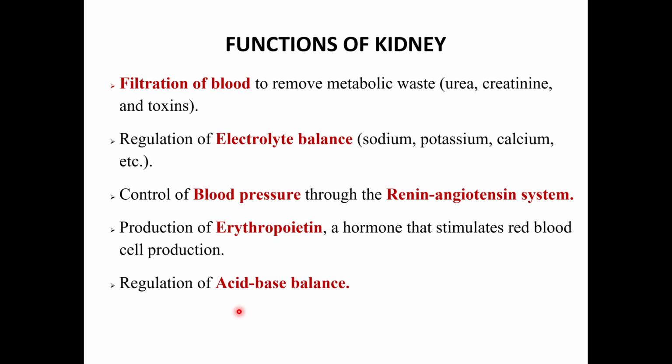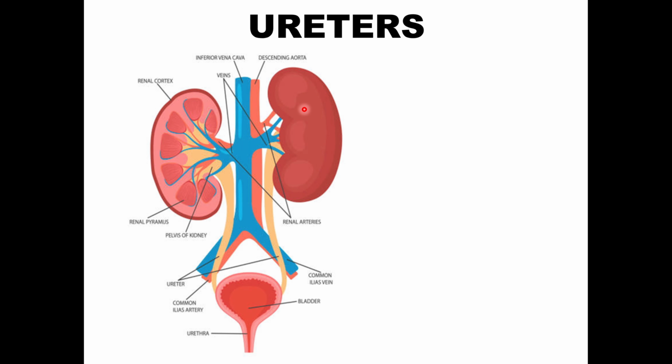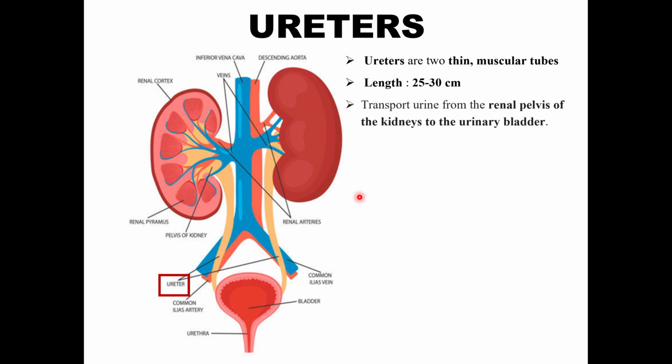Let's see the next structure of our excretory system, that is the ureters. You can see two ureters, one from each kidney. From the left kidney, one ureter is coming down, and from the right kidney, one ureter is coming down. These ureters are thin muscular tubes, about 25 to 30 centimeters in length. They play a very important role in transporting urine from the renal pelvis of the kidney to the urinary bladder. The ureter has 3 constituents.